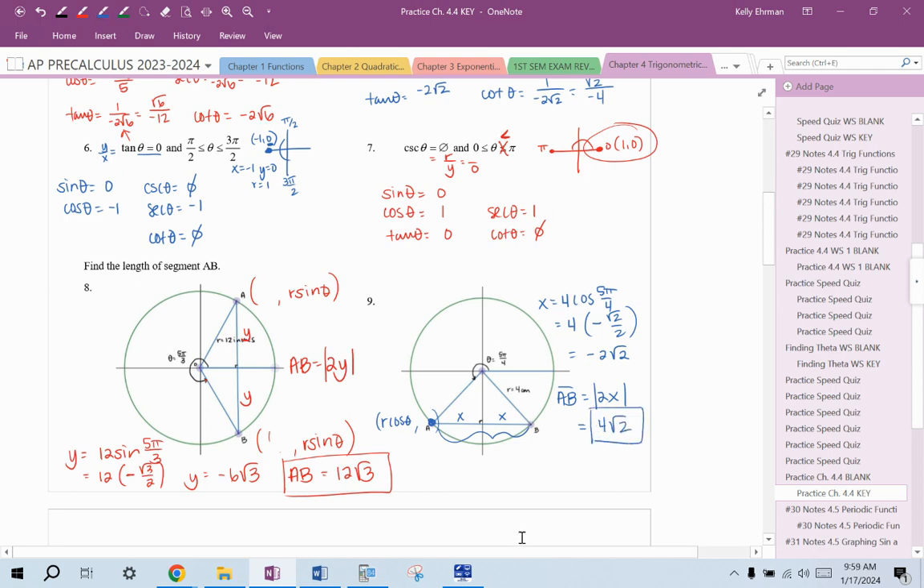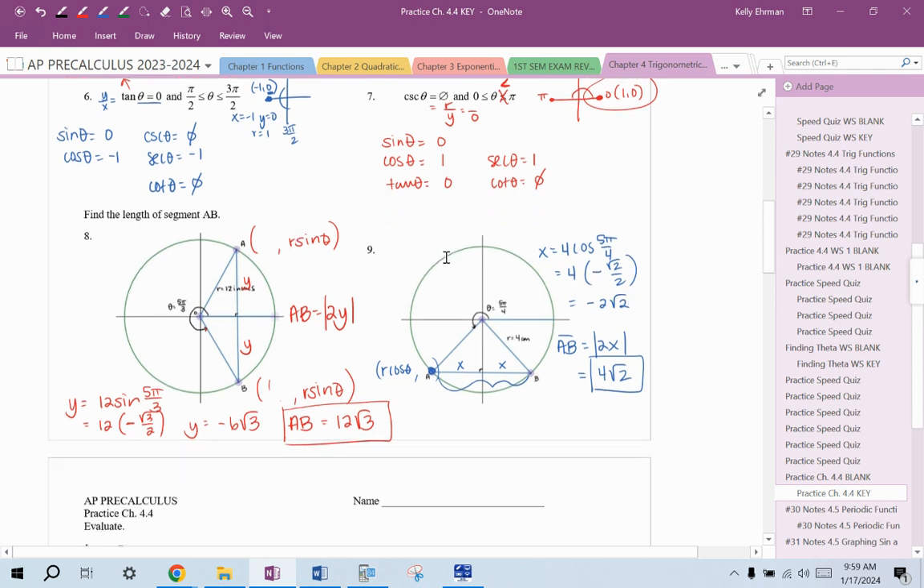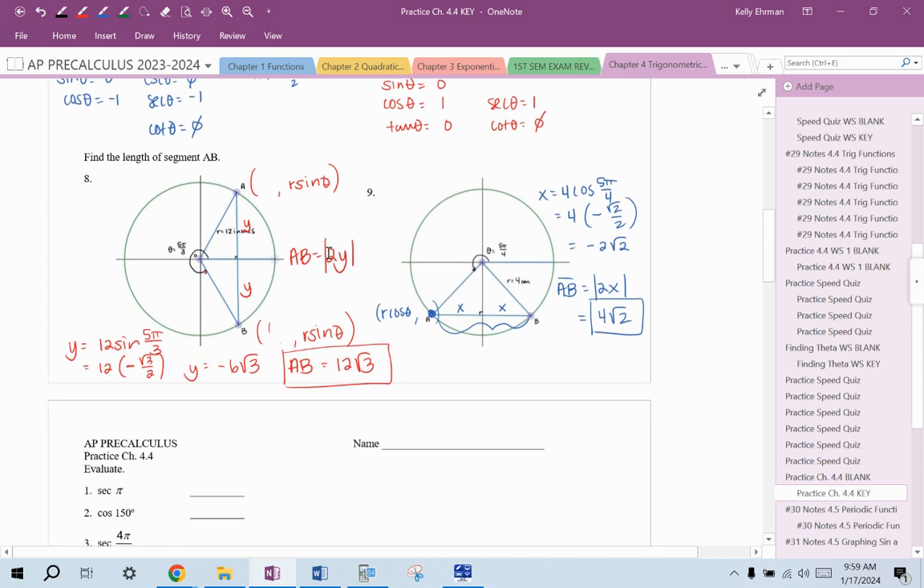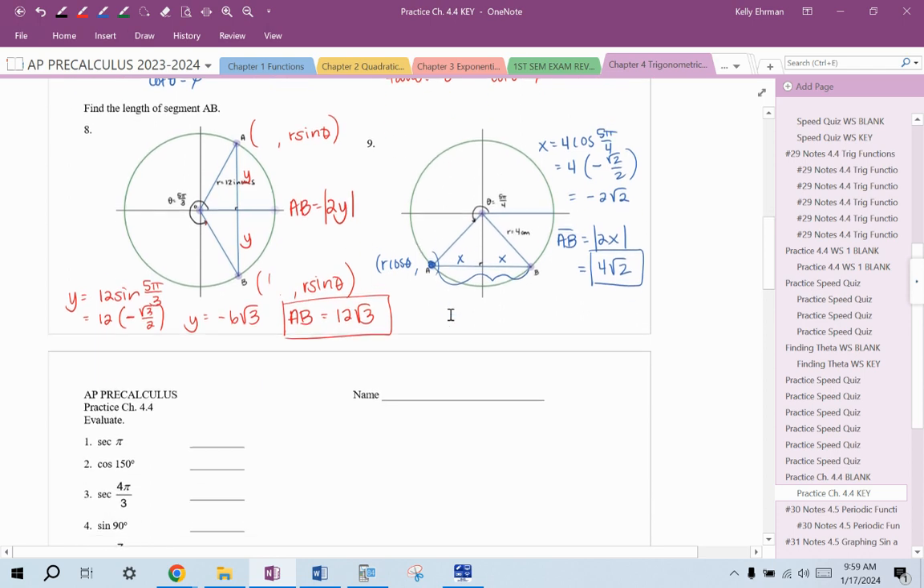Lots of our AP Classroom problems use this idea, r sine, r cosine. So make sure you go back and look at those if you missed a lot to see if you can figure out where you were going wrong.